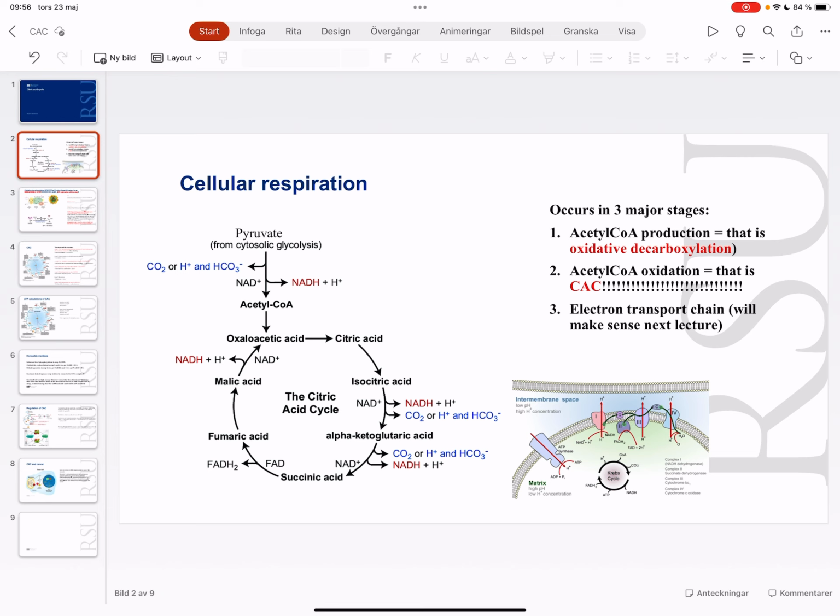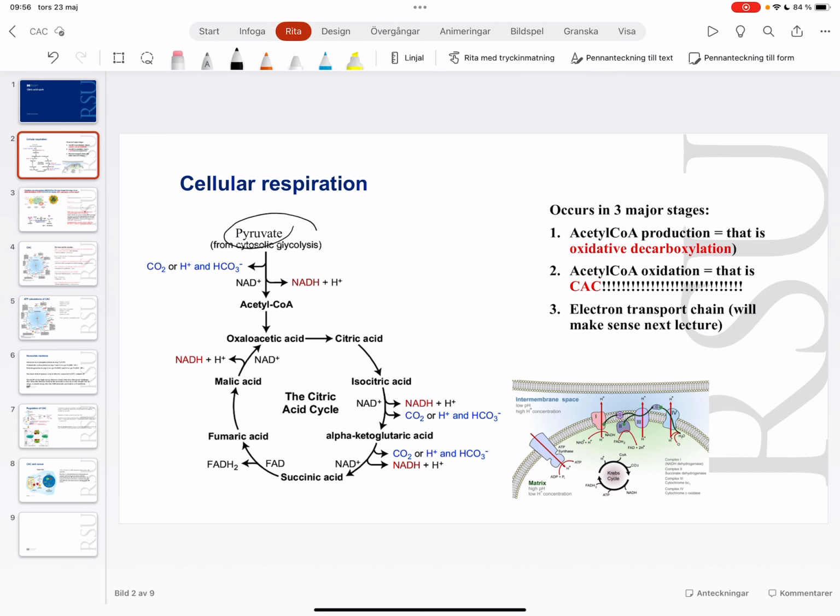The first step is, after glycolysis, we will produce pyruvate. As I said in the glycolysis video, this pyruvate can either become lactate, or it can undergo oxidative decarboxylation and become acetyl coenzyme A, which is this one. I'll talk about oxidative decarboxylation really soon. But this is the first step.